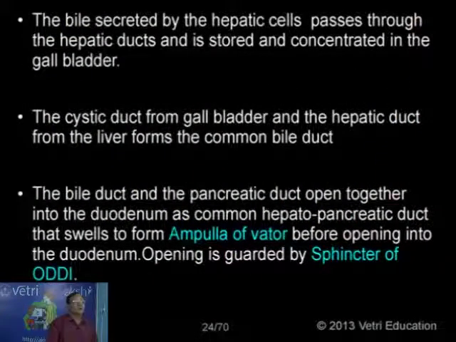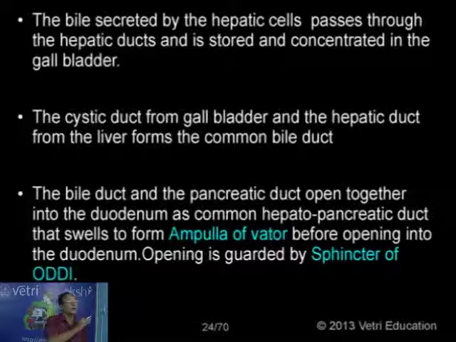The fluid secreted by the liver is called bile. The bile secreted by the hepatic cells passes through the hepatic ducts and is stored in a bag-like structure called the gallbladder. In the gallbladder, the bile is concentrated. So the storage place of bile secreted by the hepatic cells and carried by the hepatic duct is the gallbladder.